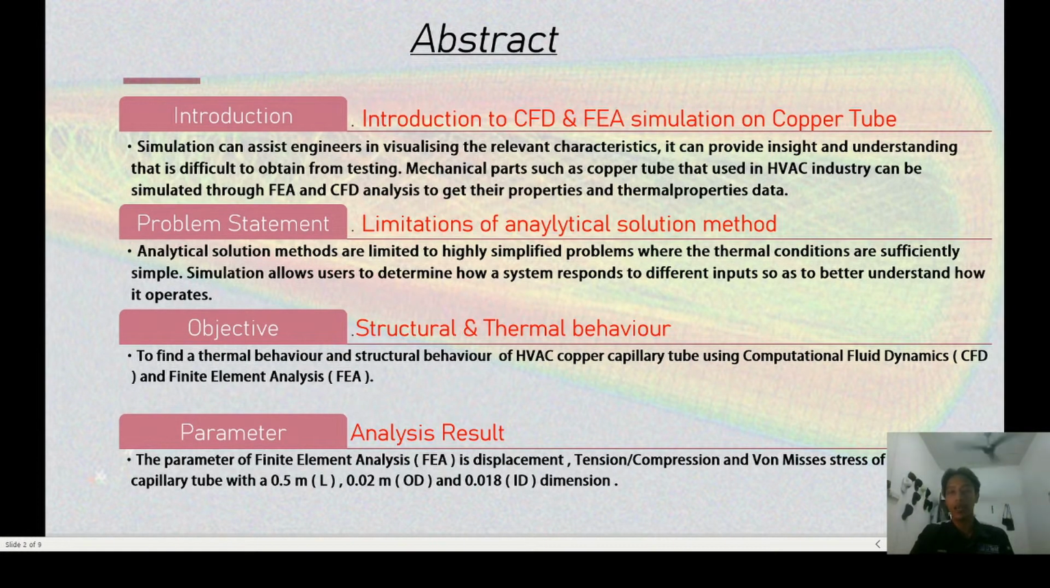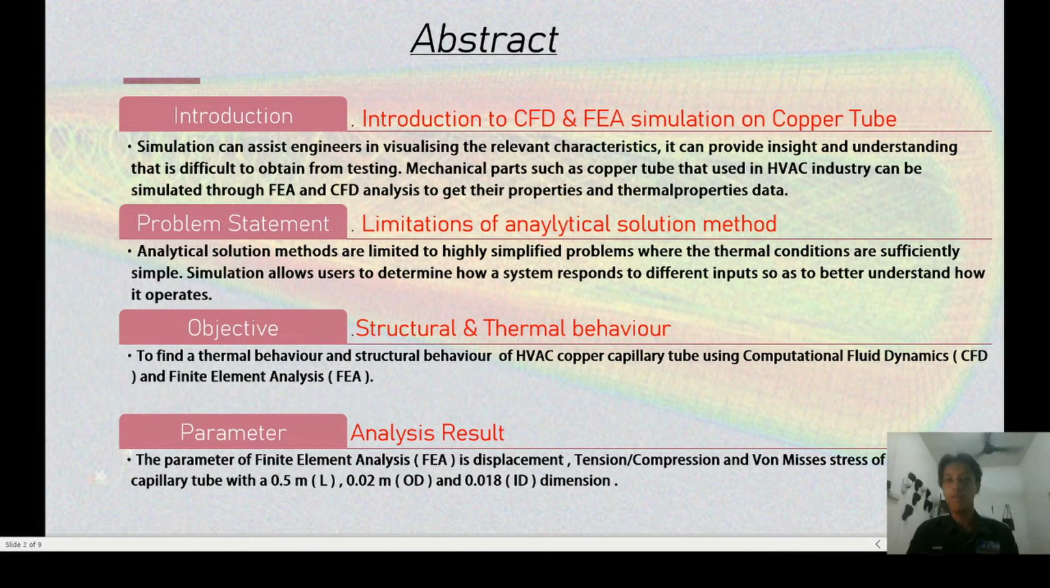Introduction to CFD and FEA. Simulation can assist engineers in visualizing the relevant characteristics. It can provide insight and understanding that is difficult to obtain from testing. Mechanical parts such as copper tube that are widely used in the HVAC industry can be simulated through FEA and CFD analysis to get their properties and any other behavior. CFD means computational fluid dynamics and FEA means finite element analysis.